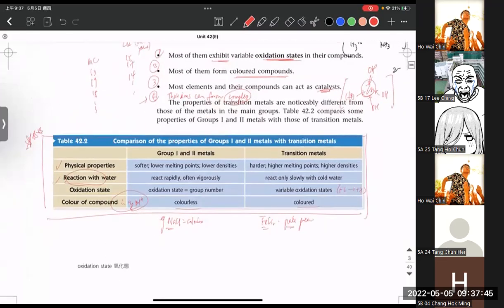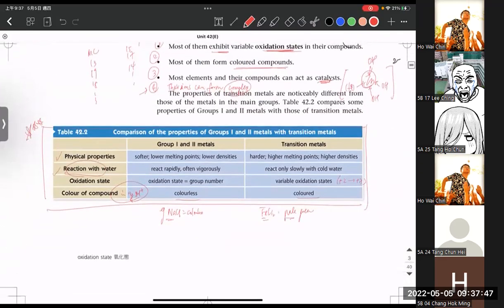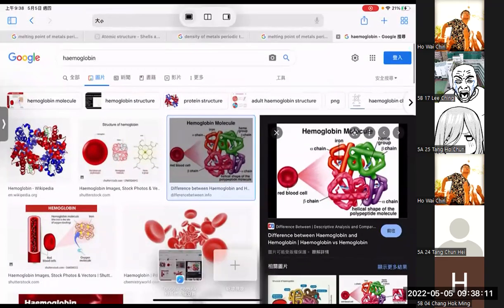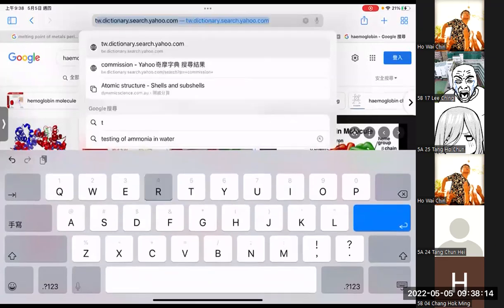Okay, do you understand? Now, I would like to give you some more information about why the transition metal ions are colored. Do you know why? Now, this is a little bit out of the scope of the SE. Do you know why the transition metals are colored? Do you know?